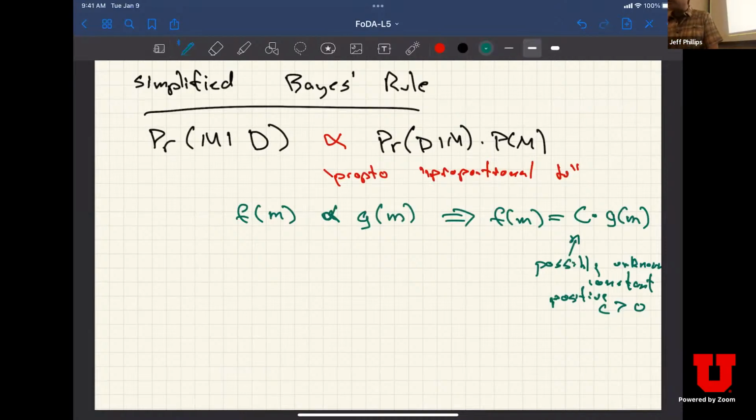Here I've written a simplified version of Bayes' rule: the probability of the model given the data, or an event M given an event D, is proportional to the probability of the data given the model times the probability of the model. I don't need to worry about the exact equation. This is the core part of Bayes' rule that I actually need.